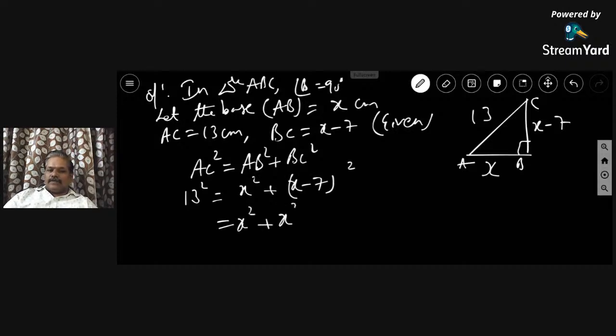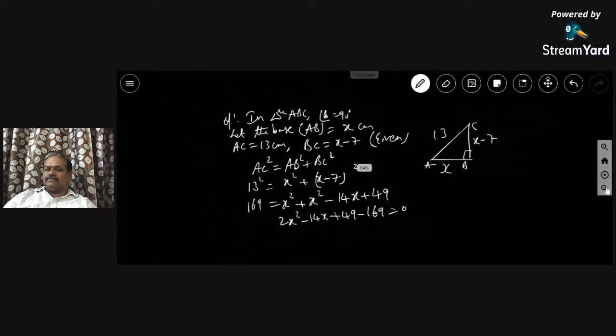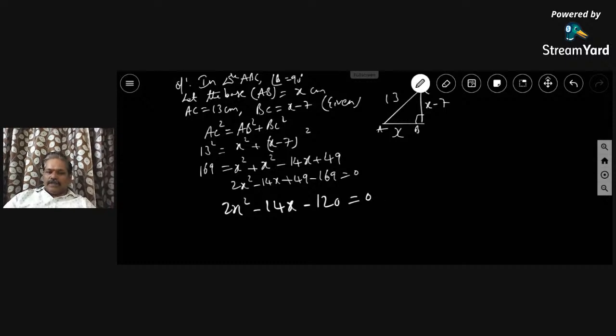x square plus x square minus 2 into 7, that is 14x, plus 7 square, which is 49. 13 square is 169. So x square plus x square, that is 2x square, minus 14x plus 49 minus 169 equal to 0. That gives 2x square minus 14x minus 120. As it is possible to divide with 2, take 2 common, so x square minus 7x minus 60.